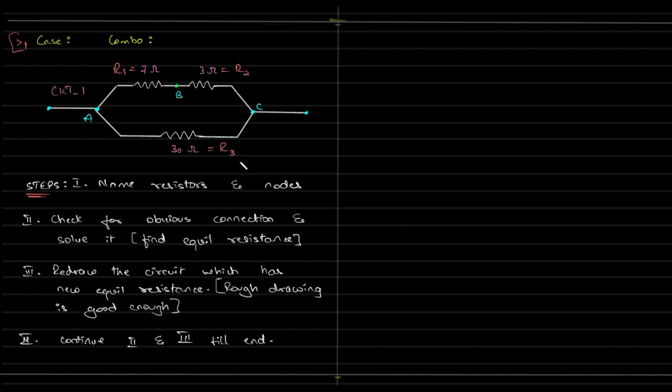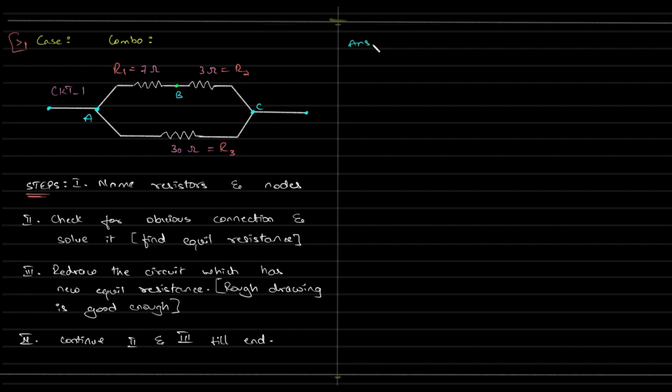Now decide which is in series and which is in parallel. Check for obvious connections and solve it. So check for the obvious connections, that is, are they in series or parallel? The obvious one that we can tell is R1 and R2 are in series. R3 is kind of confusing. Is it in parallel with R1 or R2? Exactly, we're not clear with it. So okay, I found the simplest one in this group, that is R1 and R2 are in series, and solve it. That is, find the equivalent resistance.